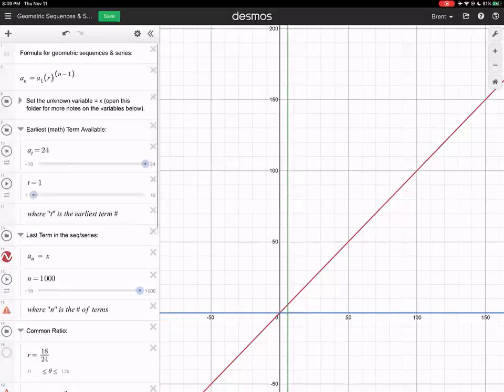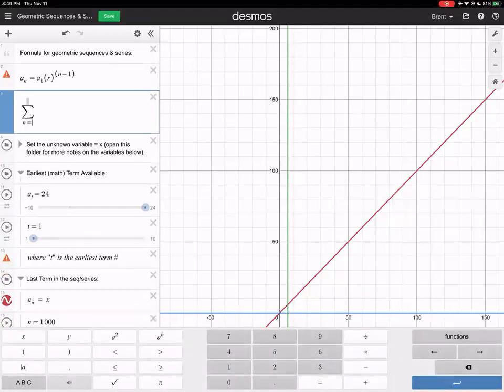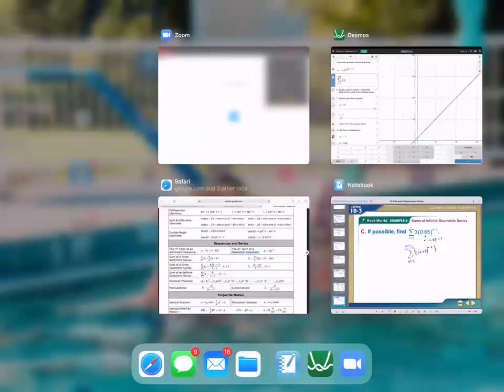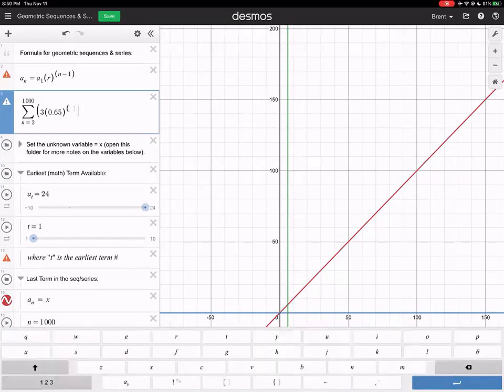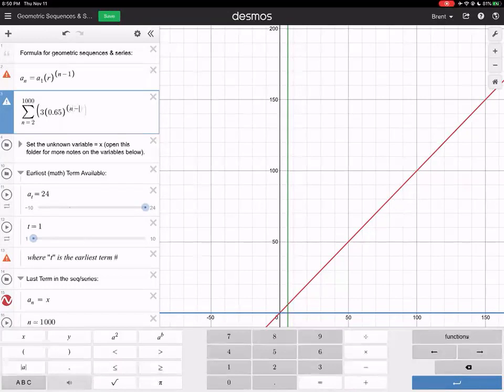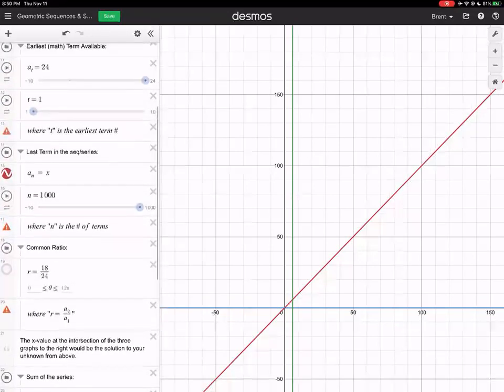So I'm just going to get a blank line here. Sum, so functions miscellaneous, where you can type in sum from 2 to 1,000. And put parentheses 3, another parentheses. Let's see here, 0.65, all raised to the power of n minus 1. I'll put that in parentheses so it gets it all in there. n minus 1. And again, it's not working because of this n. Let me delete this n down here. Where is it? There it is. I'll delete that just for a moment.